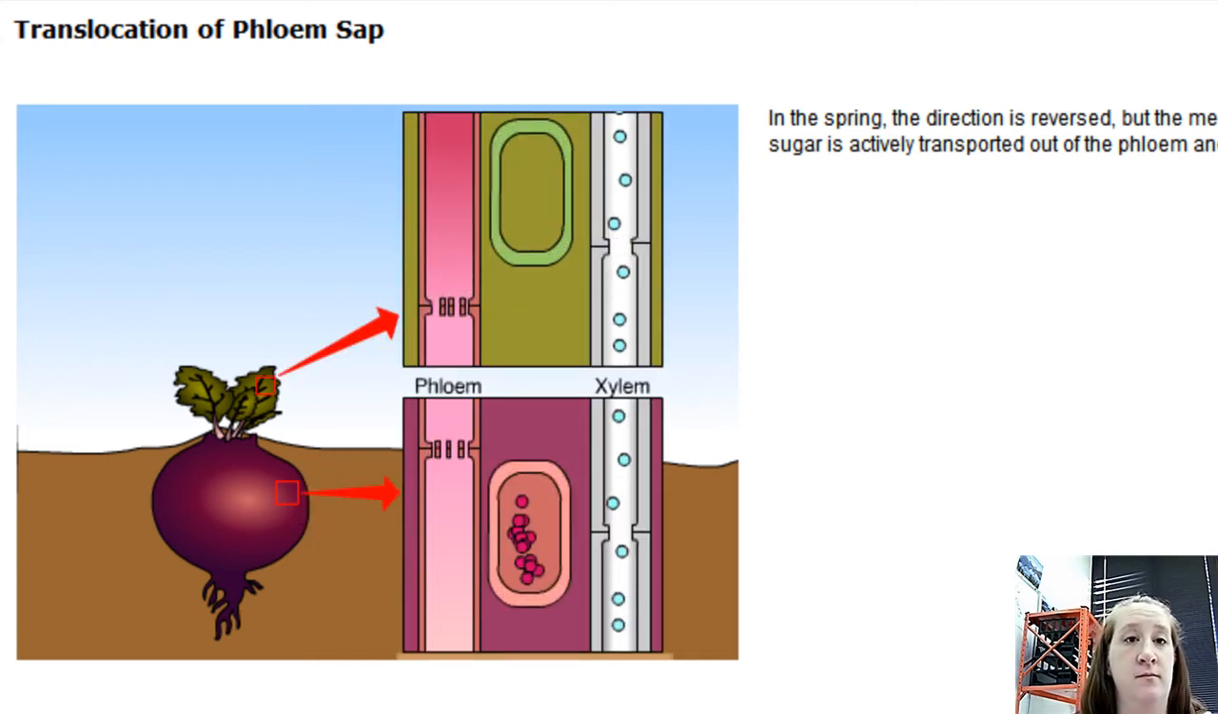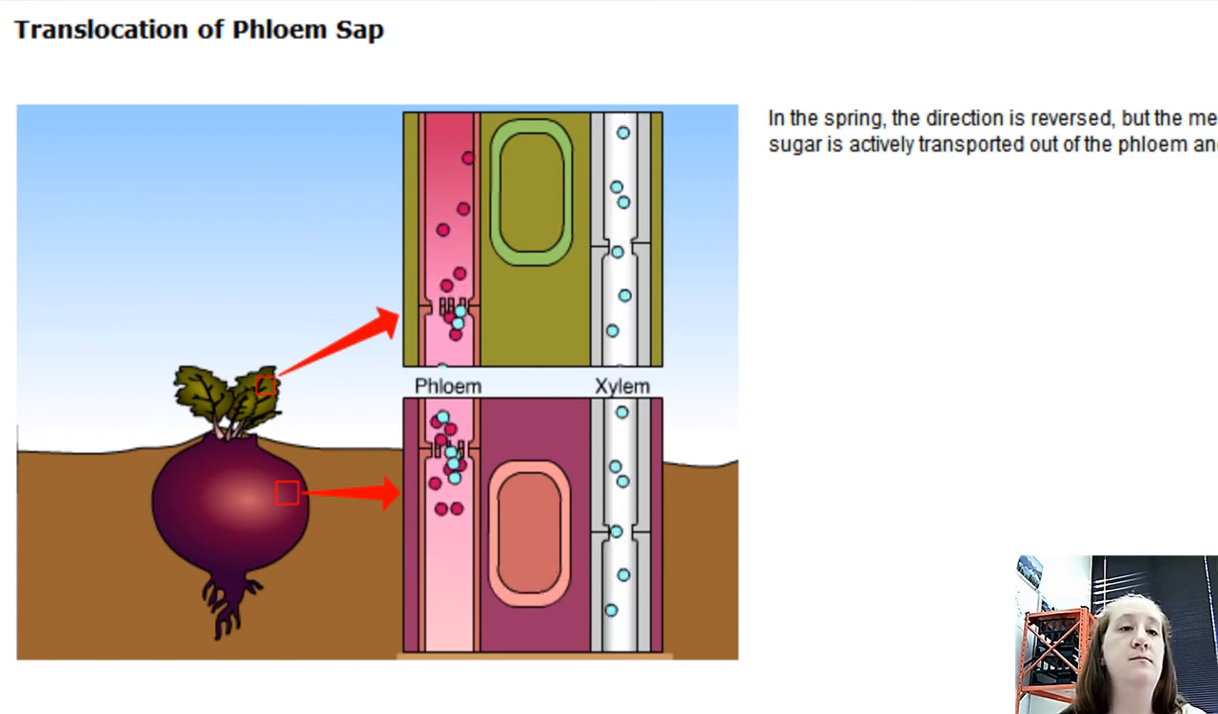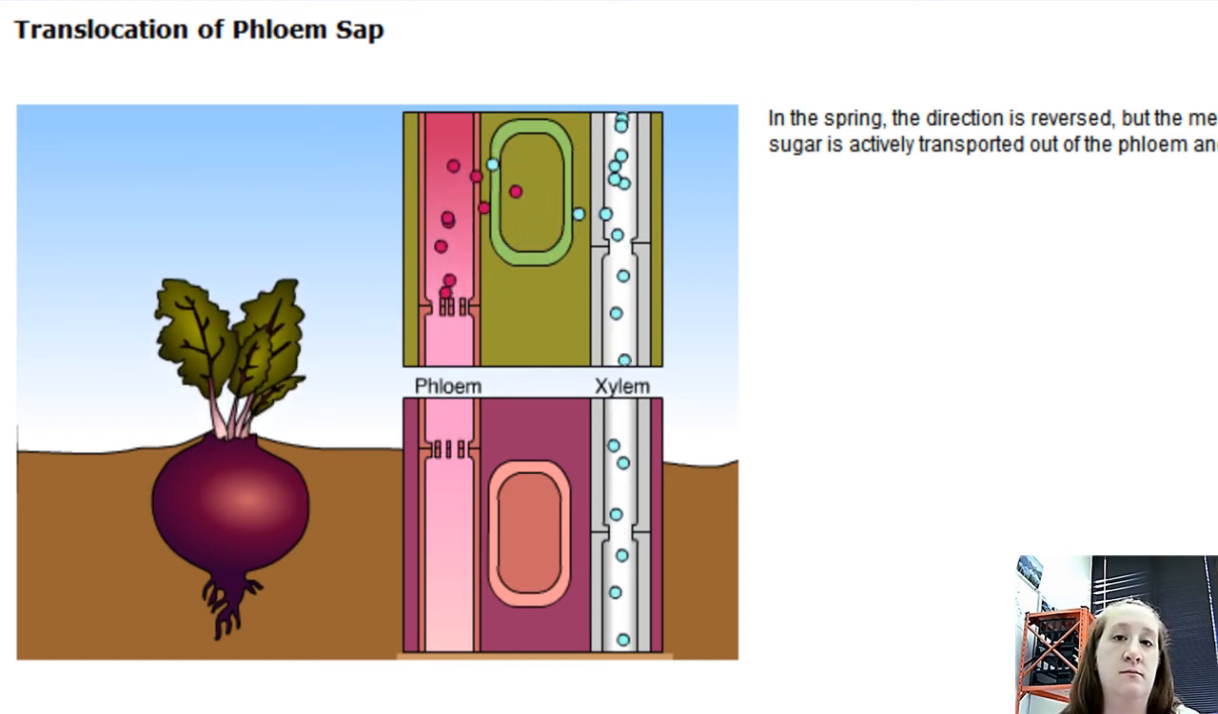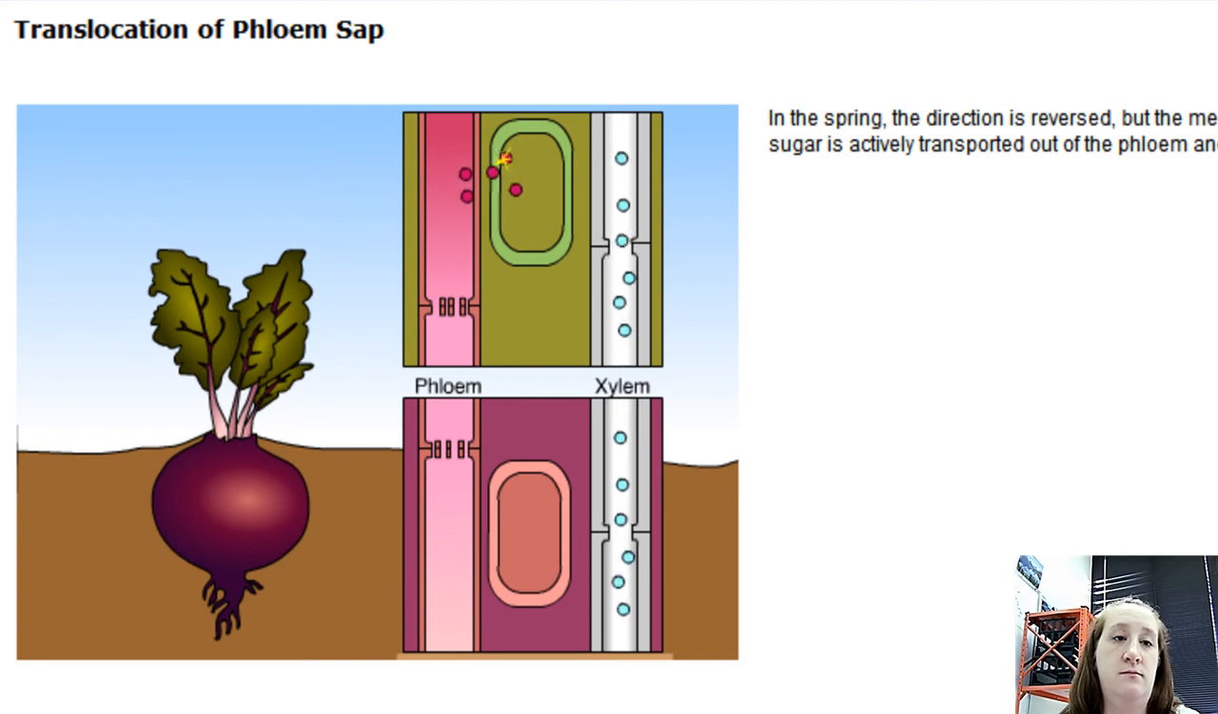In the spring, the direction is reversed, but the mechanism responsible for the translocation of phloem sap is the same. Sugar in the taproot is actively transported into the phloem. Water flows into the phloem by osmosis, increasing the water pressure. In the leaves, sugar is actively transported out of the phloem and water follows. Pressure flow drives water and sugar away from the sugar source and toward the sugar sink. Okay, so hopefully that description of bulk flow makes sense.